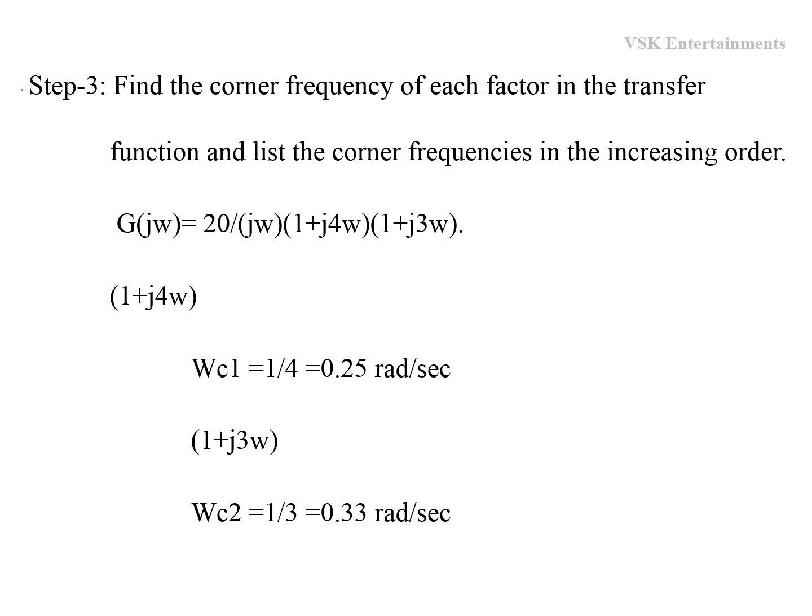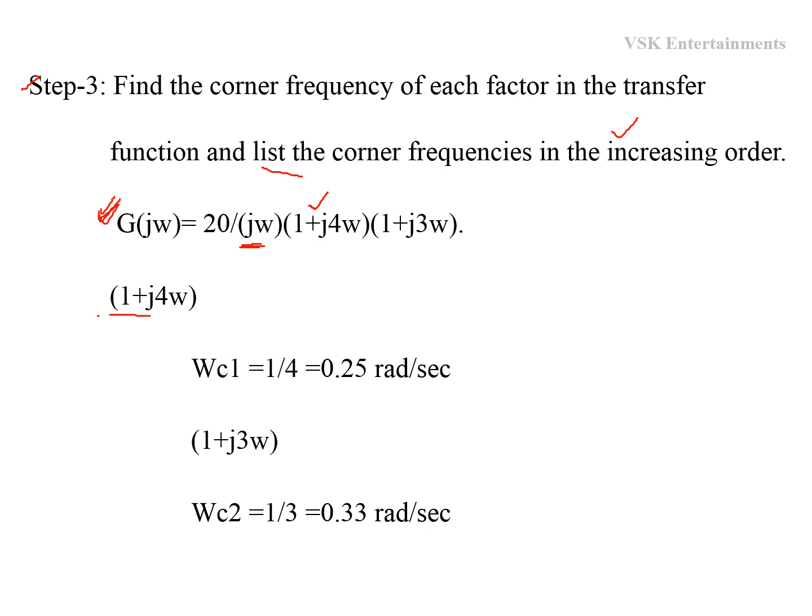Coming to the third step, find the corner frequency of each factor in the transfer function and list out the corner frequencies in increasing order. This is our sinusoidal transfer function given in the problem. For the factor 20 / j omega, there is no corner frequency, so consider the next one, that is 1 + j4 omega.